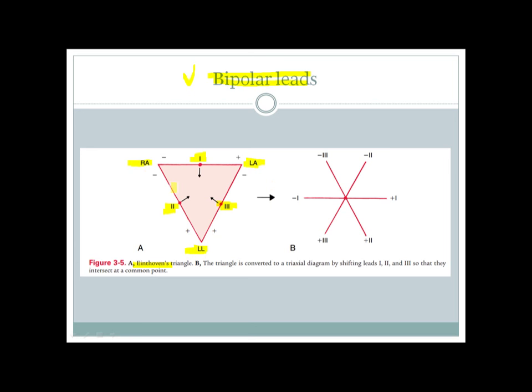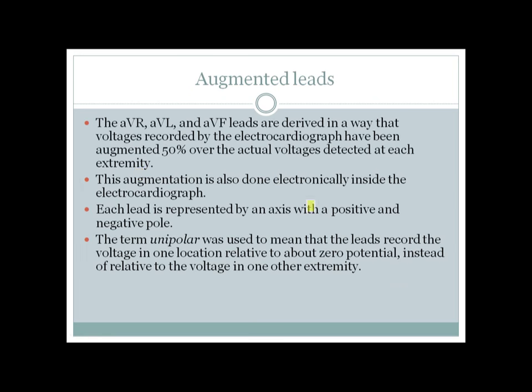This triangle can be converted to a triaxial diagram by merging those lines to a central point. Suppose this is the central point, and if we bring all those lines together at the central point, we get a triaxial diagram. This triaxial diagram has lead 1 in the center horizontally, and obliquely you have lead 2 here. Sorry, this will be lead 2, and this is lead 3 here. Those are the triaxial diagram leads which intersect at a common point. This is another way of viewing the bipolar limb leads.